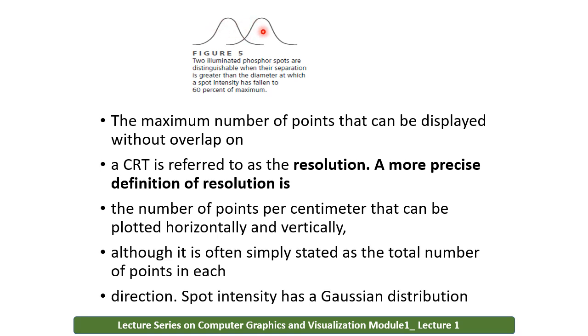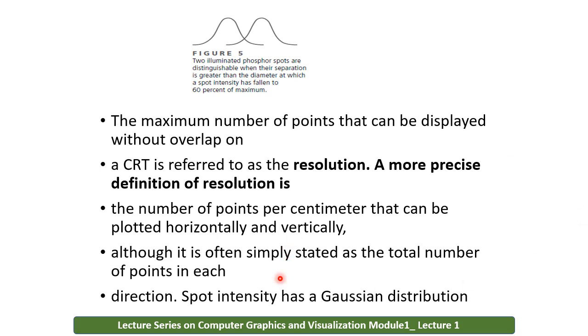where the separation is greater than the diameter at which the spot intensity has fallen to 60% of maximum, so that the resolution of the screen can be maintained very easily. If these two spots are so near that they are not greater in distance than the diameter, then even with the naked eye we are unable to distinguish that there are two small points. So this is how the resolution can be considered, and it is very important depending upon the screen.